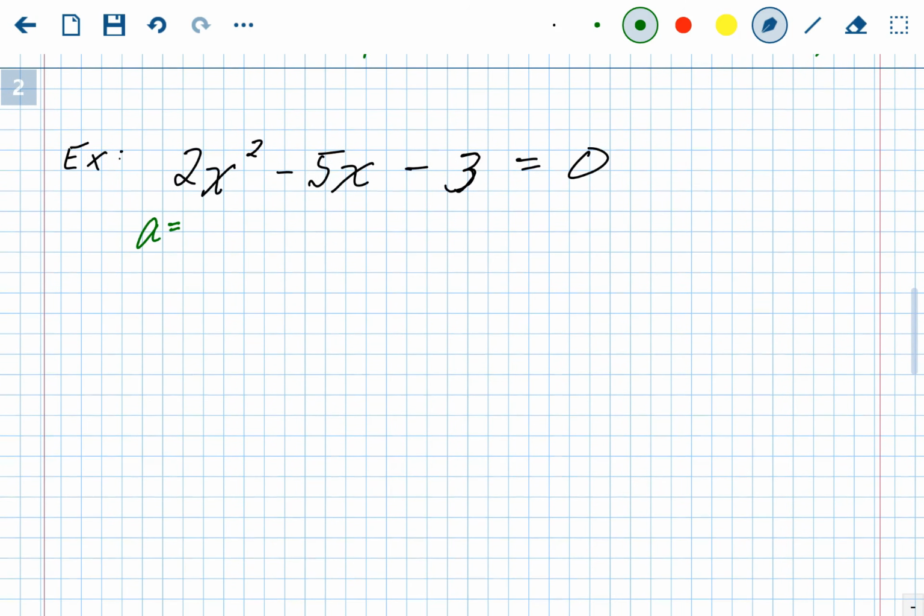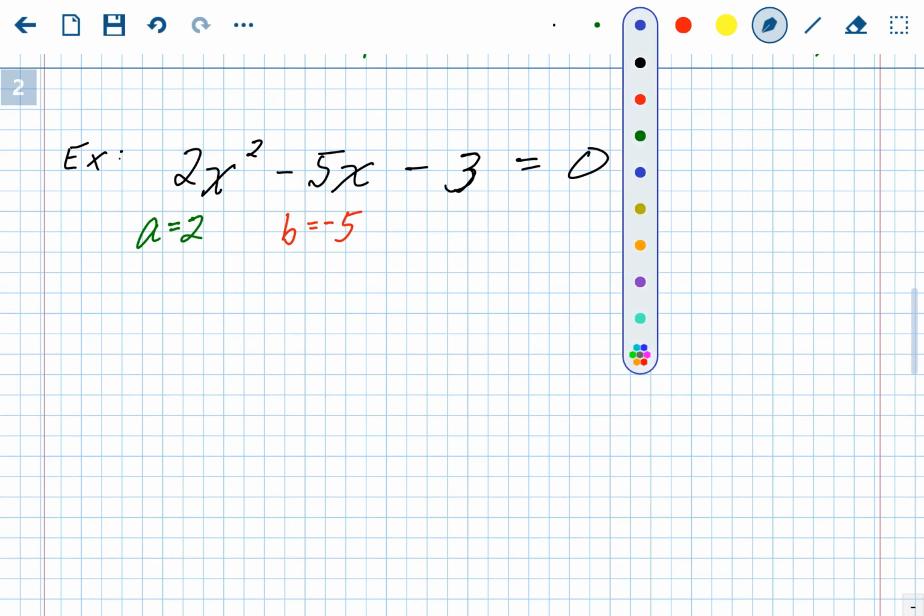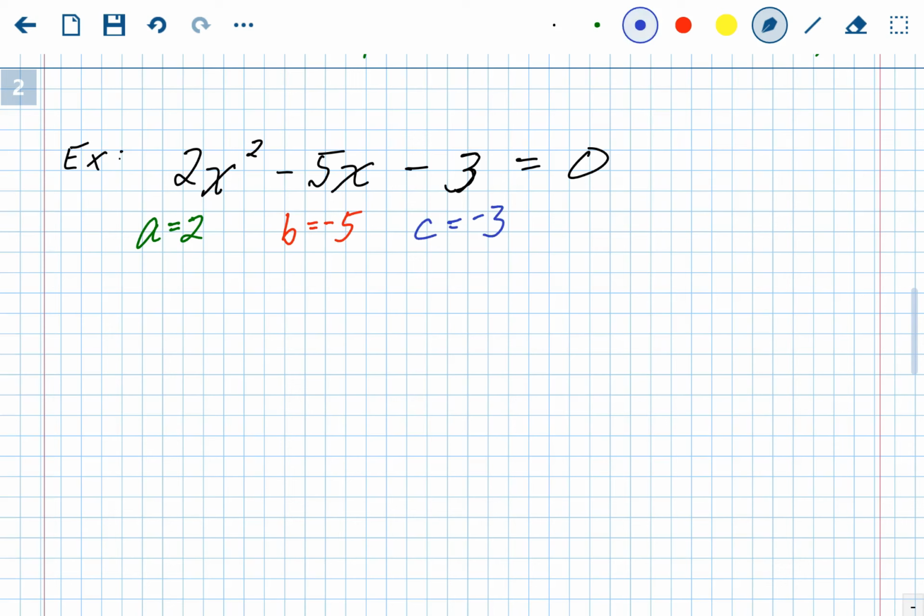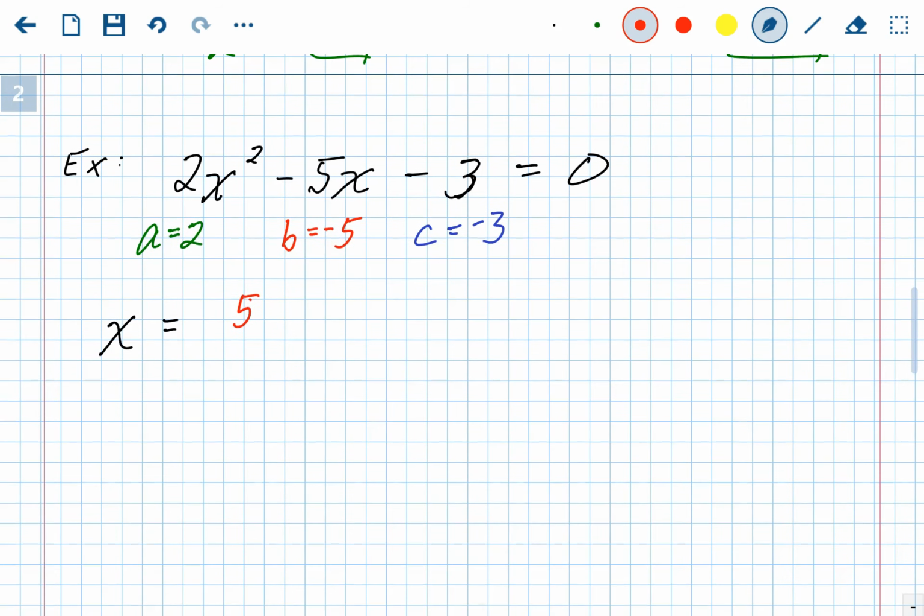2x squared minus 5x minus 3. It is factorable, but you'd have to guess and check or do factor by grouping. So this one's a better candidate for quadratic formula. Identify a, b, and c. A is 2, b is negative 5, c is negative 3.